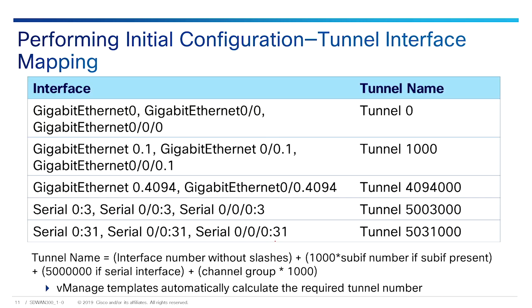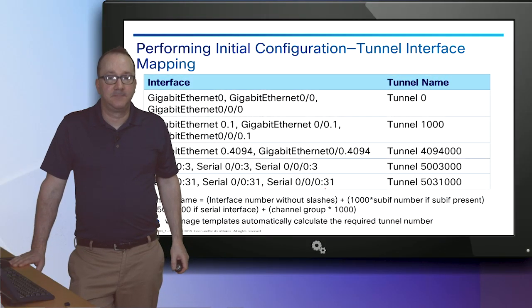Here's some initial configuration for tunnel interface mapping. If it's gig 0/0/0, we're tunnel 0. Gig 0/0/0.1, we're going to be tunnel 1000, and so on. Remember, the tunnel interface number must match the WAN interface used. You'll notice that Ethernets start at 4000 and serials start at 5000, and there's a little formula for determining what that number is going to be.